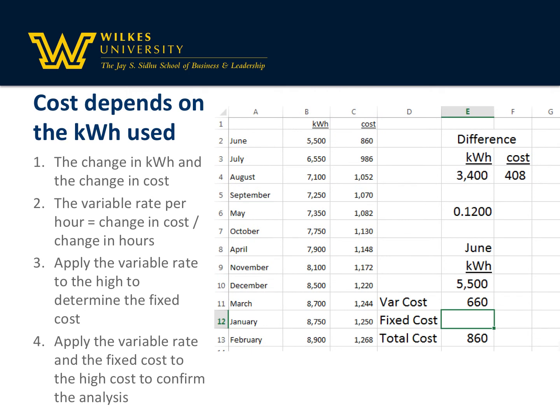In June, we had 5,500 kilowatt hours. At 12 cents per hour, we have a variable portion of $660. We know the difference between the total $860 cost and the $660 variable portion, and the fixed cost has to be that $200 difference.